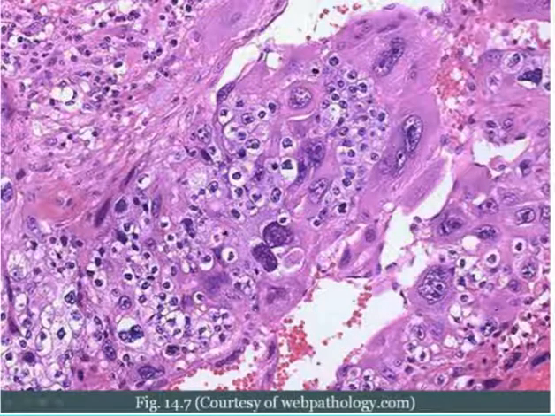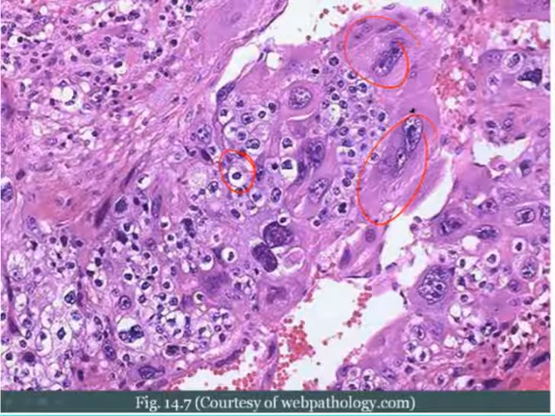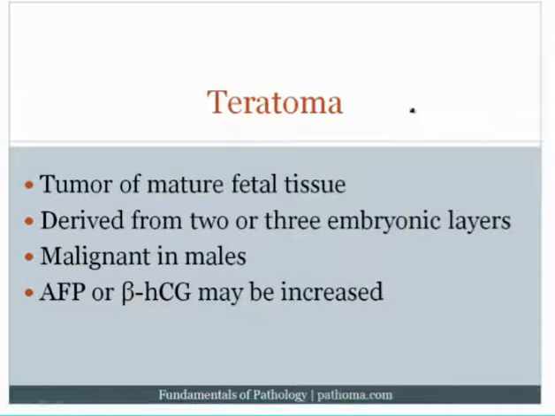Here's a picture of choriocarcinoma. These are the cytotrophoblasts, and these larger cells, multinucleated, are the syncytiotrophoblasts, and again, there would be no villi produced by this particular tumor. Teratoma is the final germ cell tumor. This is a tumor of mature fetal tissue. It's derived from 2 or 3 embryonic layers.